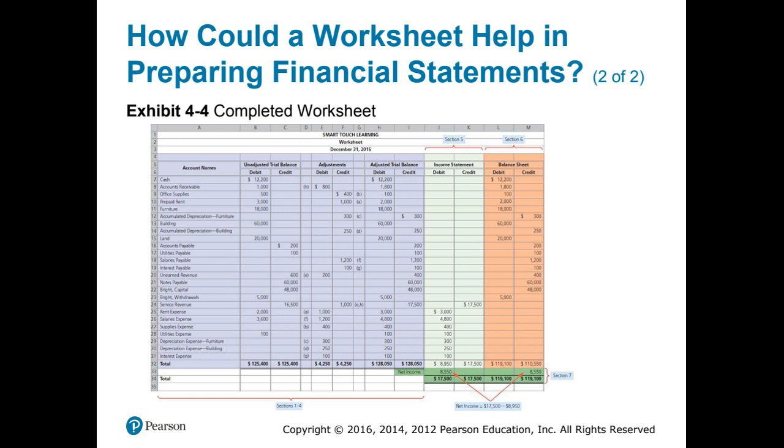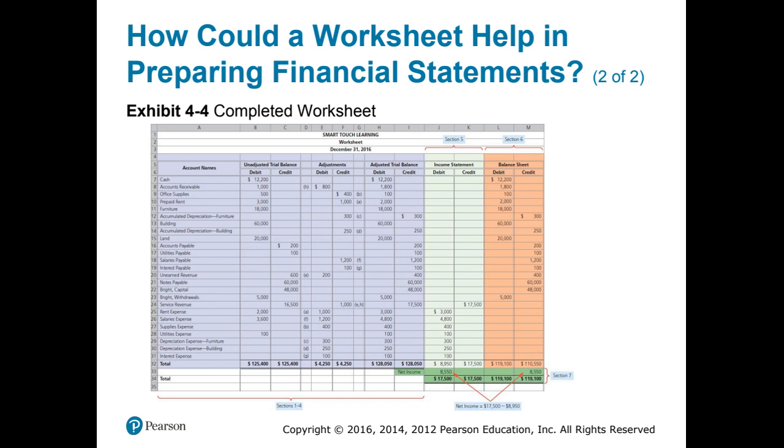For number 11, depreciation expense on the building. Income statement, and would it be a debit or a credit? Debit. Debit, good job. And dividends. Balance sheet. Debit. Balance sheet, debit, good job.